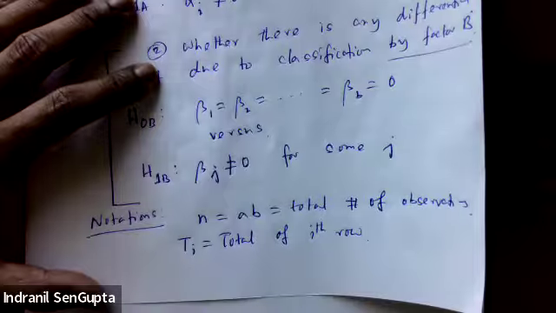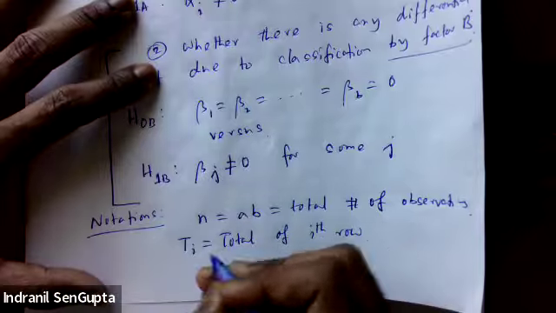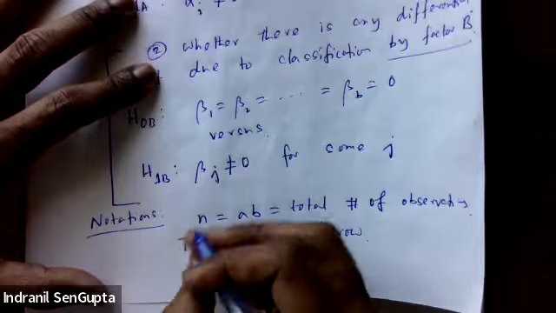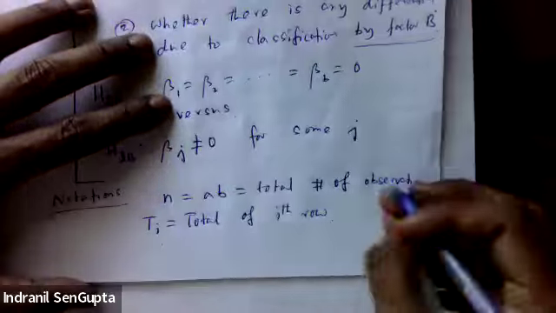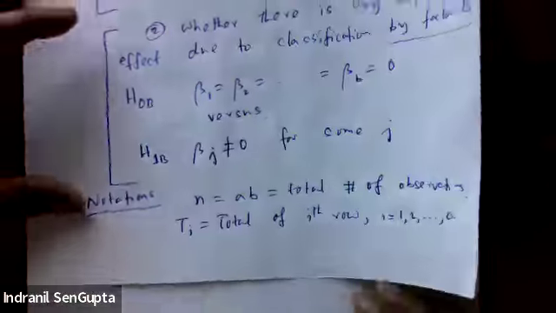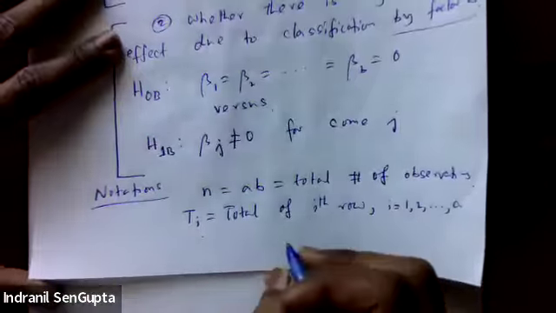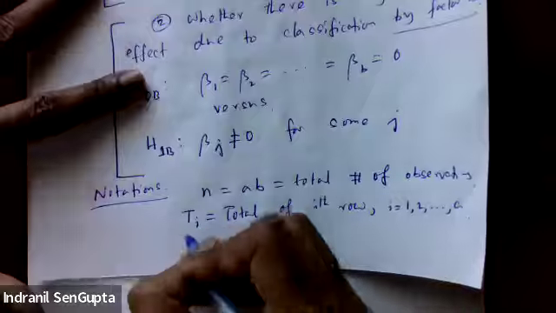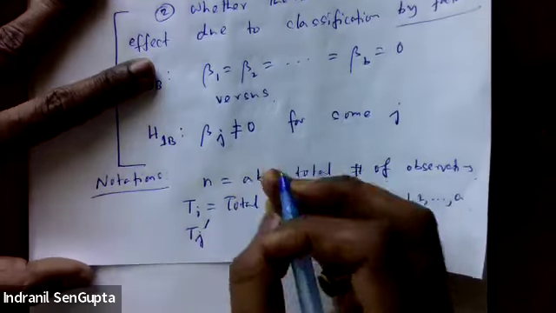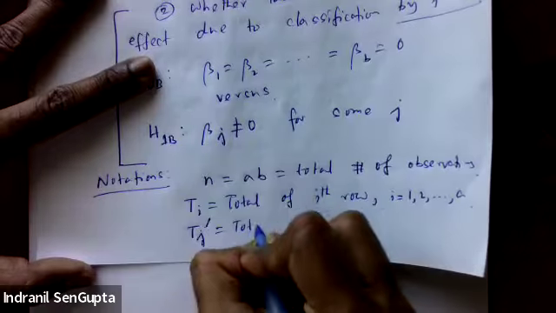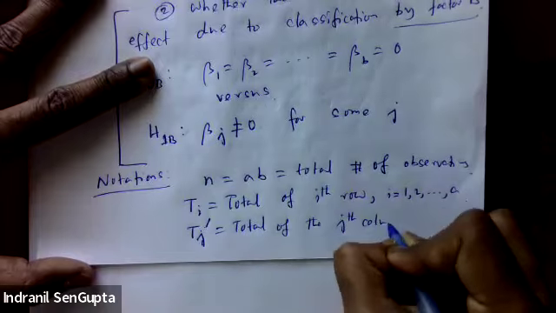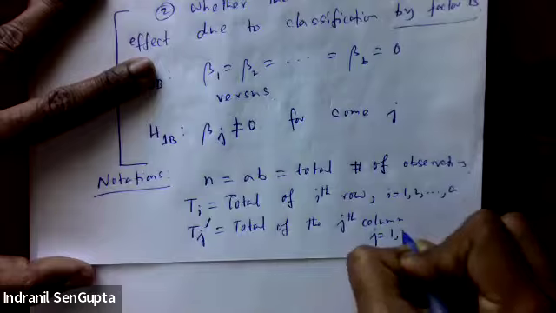So here i is 1, 2, up to a. So the picture, which is really what I'll be using going forward, let me just flip it a little bit, but let me just write first. And then I'll be using T sub j prime, which is given by the total of the jth column. It's nothing serious, but I just want to be consistent.